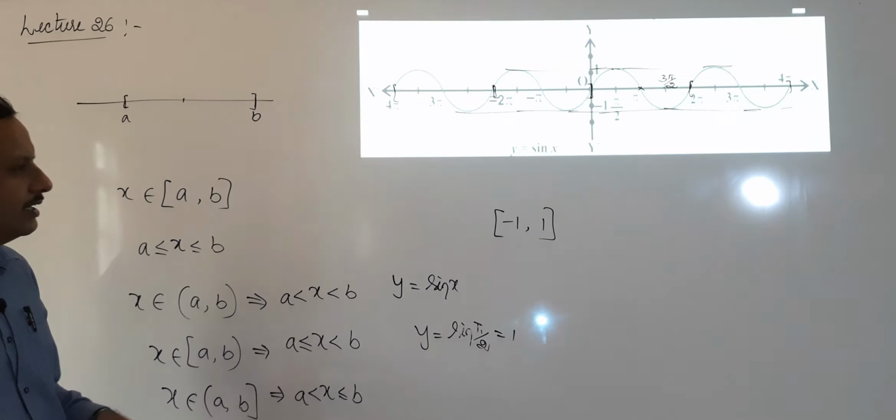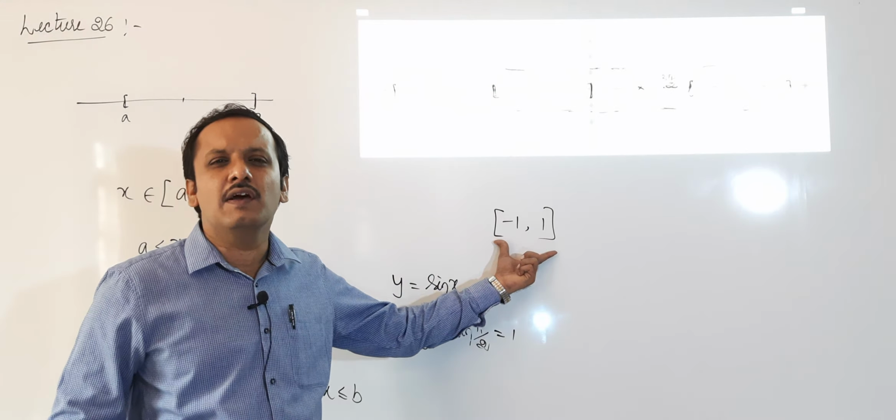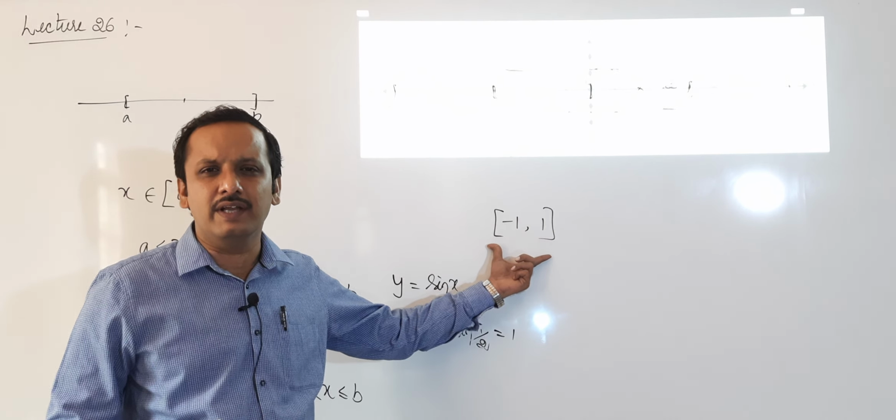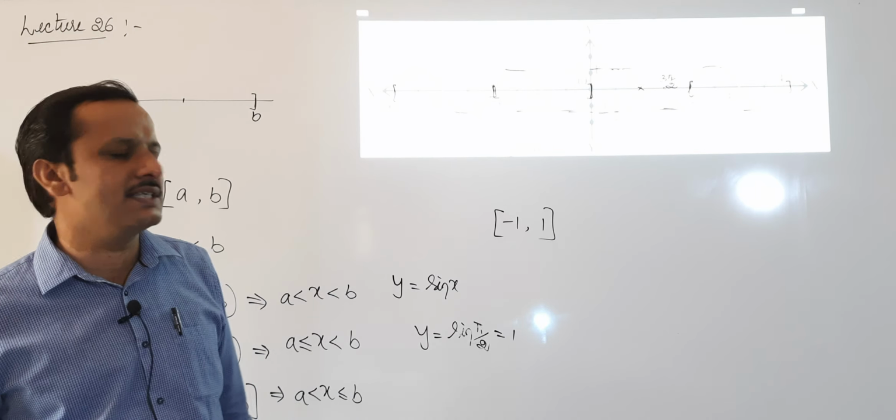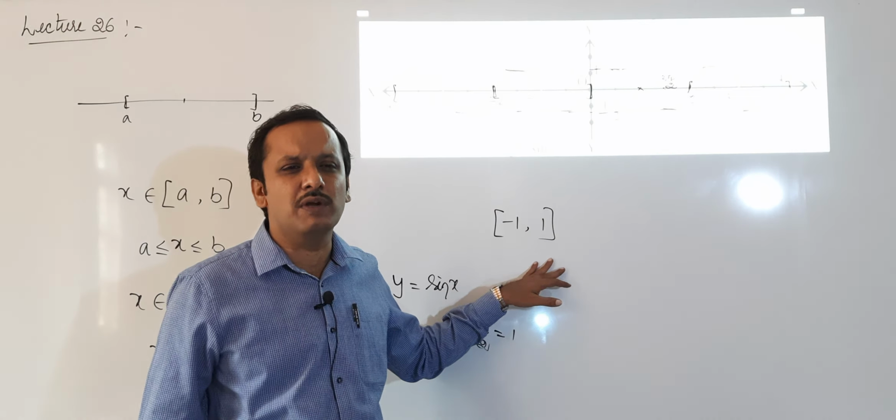Okay, so here sin x will always lie between -1 and 1, including -1 and including +1. So we say that the range of sin x is the closed interval -1 to 1.